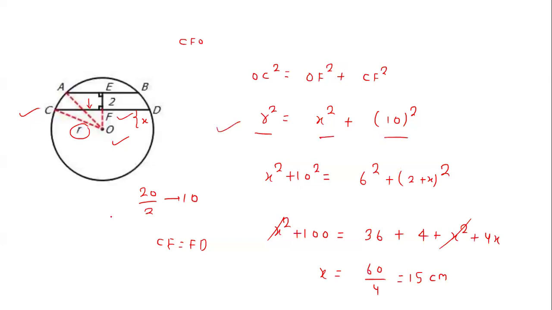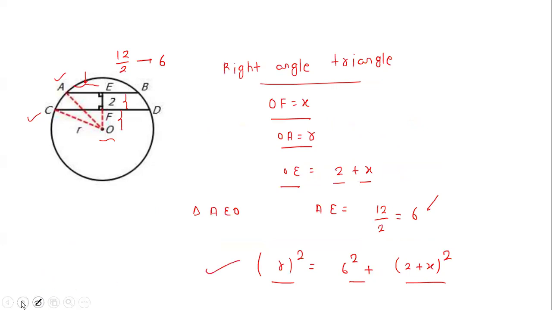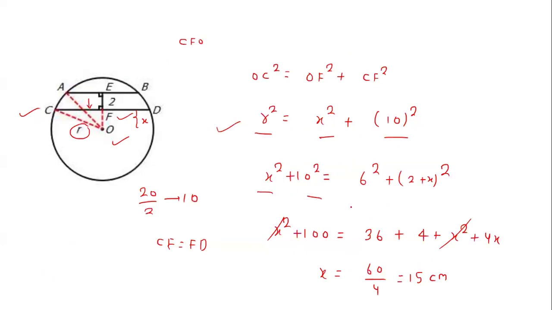Now you can equate this r square to this r square, so it will become x square plus 10 square is equal to 6 square plus 2 plus x whole square. You can open this, it will become 4 plus x square plus 4x. This x square and this x square cancel. This will become 40. So 100 is equal to 40 plus 4x. From here you can solve for x, and it will become 15.